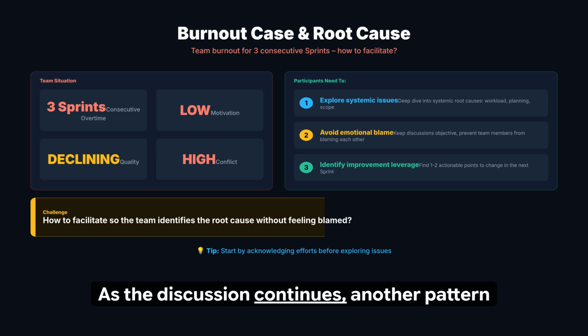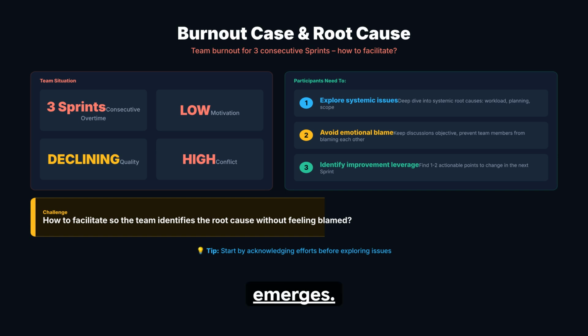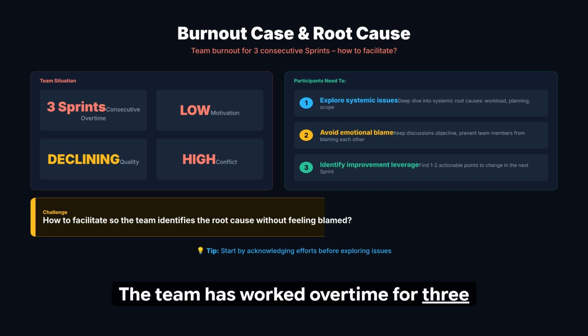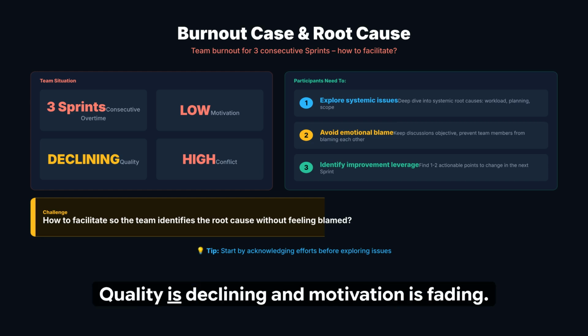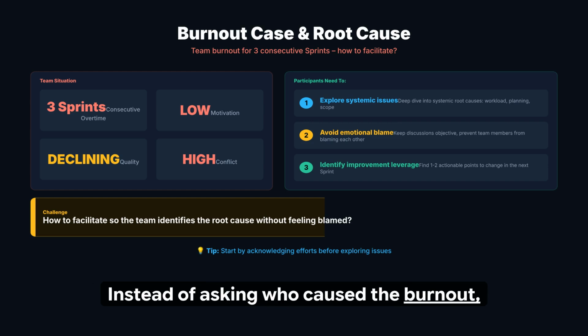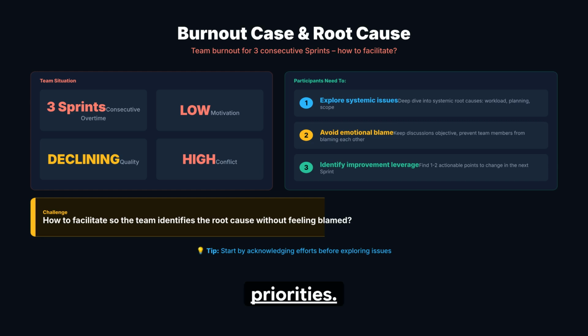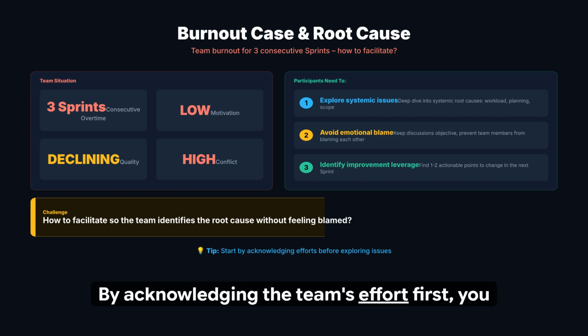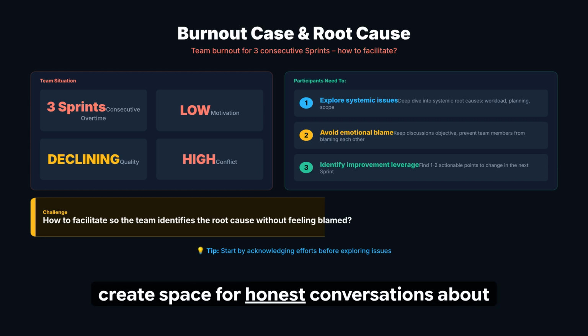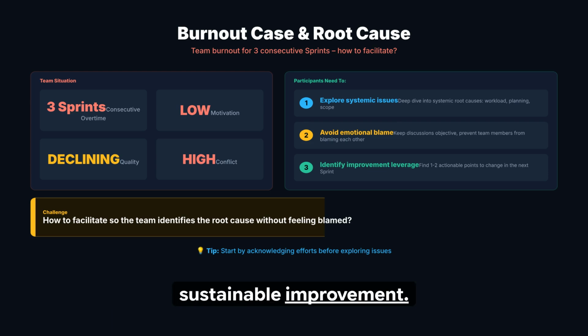As the discussion continues, another pattern emerges. The team has worked overtime for 3 consecutive sprints. Quality is declining, and motivation is fading. Instead of asking who caused the burnout, explore workload, sprint planning, and changing priorities. By acknowledging the team's effort first, you create space for honest conversations about sustainable improvement.